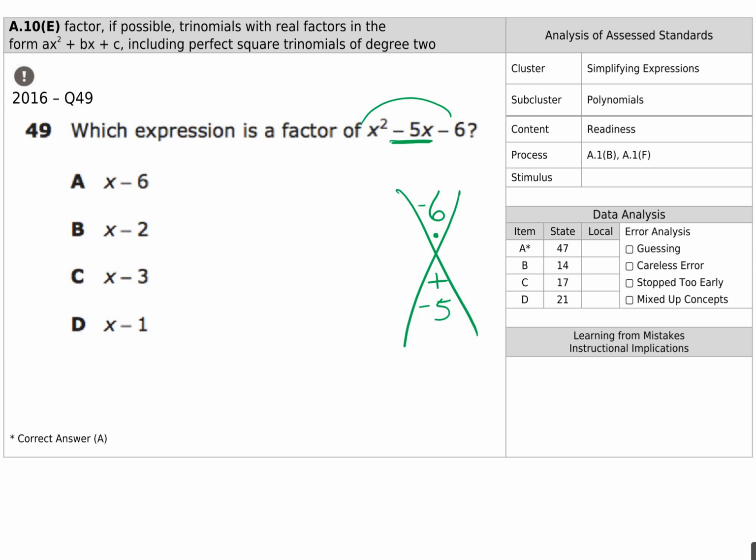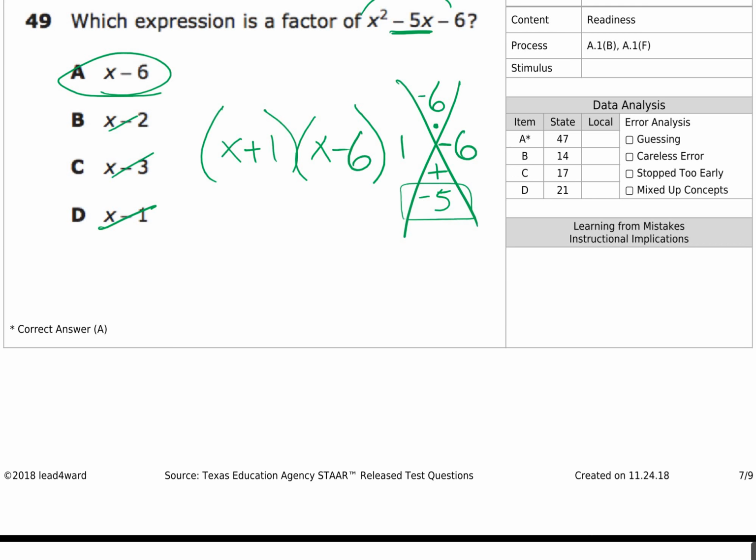What are the other factors of 6? 1 and 6. And if I want it to be a negative 5, which one of those would have to be the negative? The 6, the bigger one. So we would have x plus 1, x minus 6. That is not, x minus 6. A is the answer.